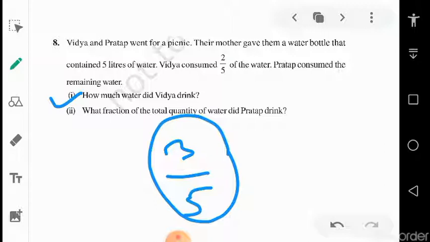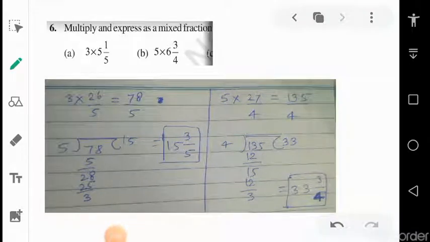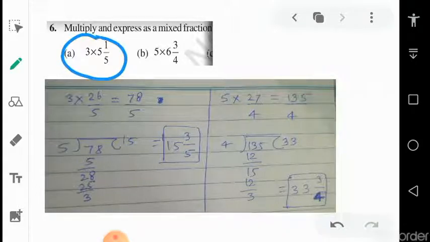Actually, we have converted sometimes whole numbers into fractions and fractions into whole numbers. All right, next one: multiply and express as a mixed fraction. Here a whole number is multiplied by a mixed fraction, as in the first part. So first convert the mixed fraction into an improper fraction, then multiply, and finally convert the improper fraction again into a mixed fraction. So 5 and 1 upon 5 is converted to 26 upon 5.